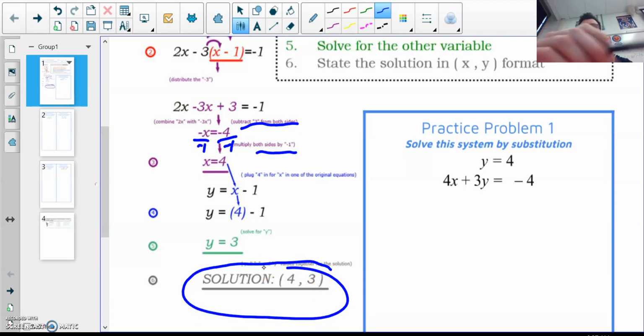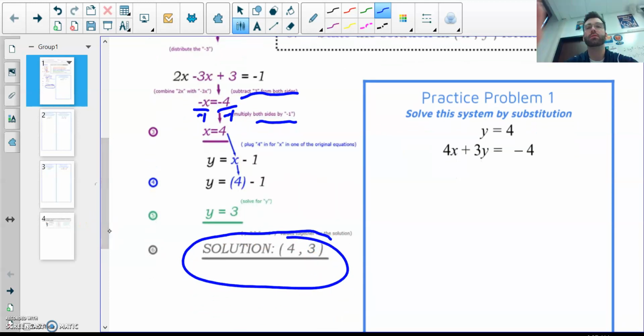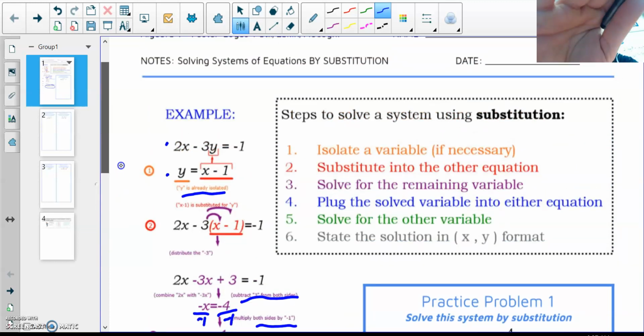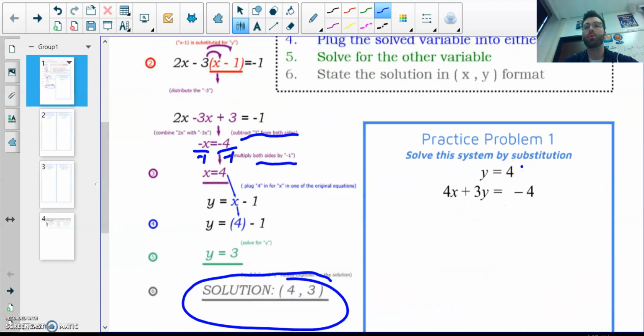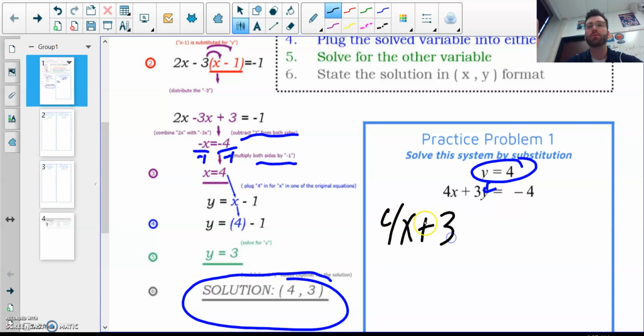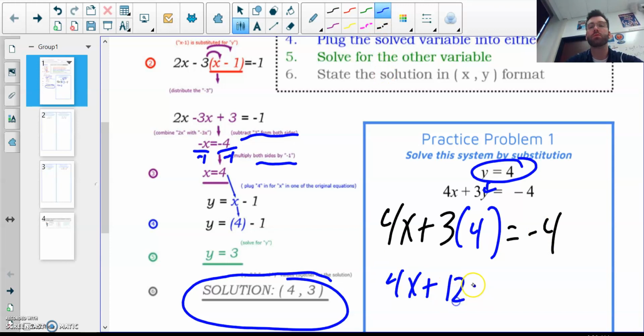So let's try this first one together. Step number 1, isolate a variable if necessary. My y is already isolated here. So I'm going to substitute this 4 in for my y in my second equation. 4x plus 3 times y, I know that y is 4, equals negative 4. Well, 4x plus 12 equals negative 4.